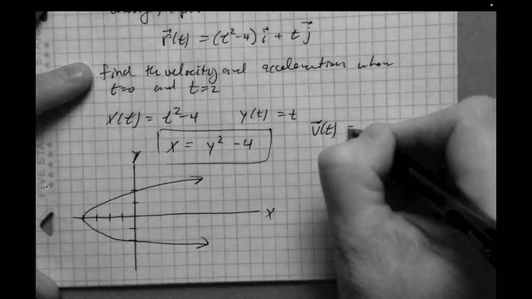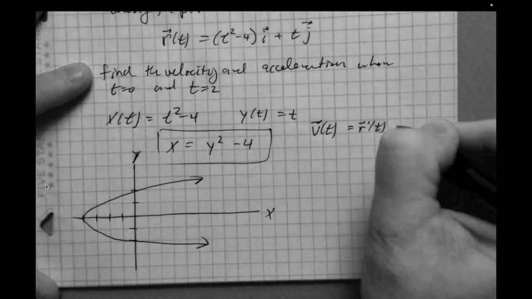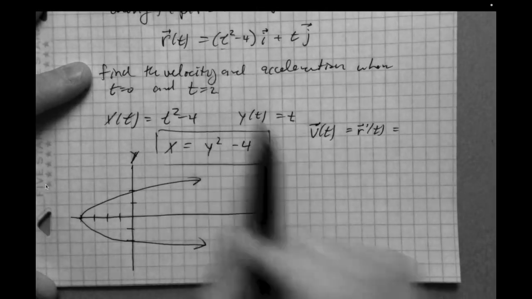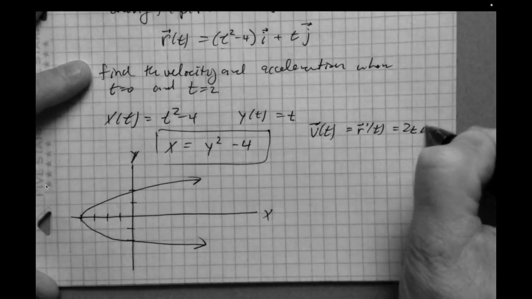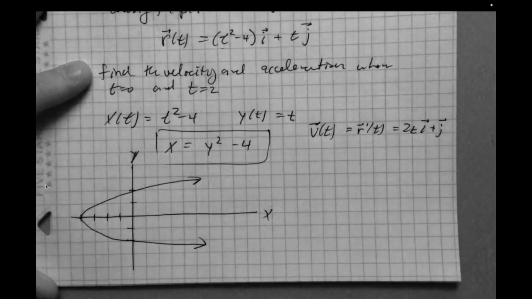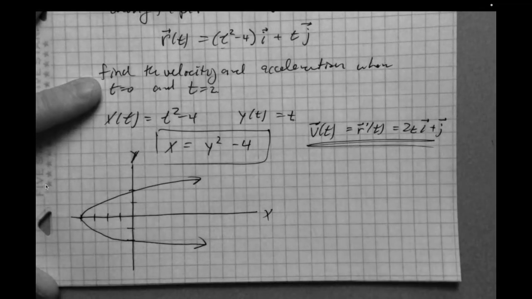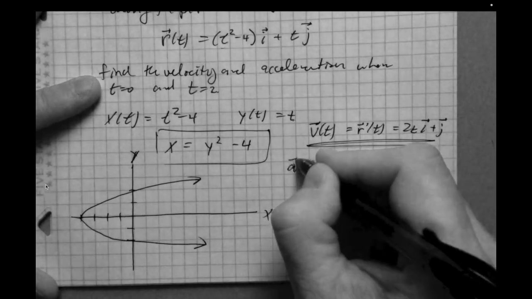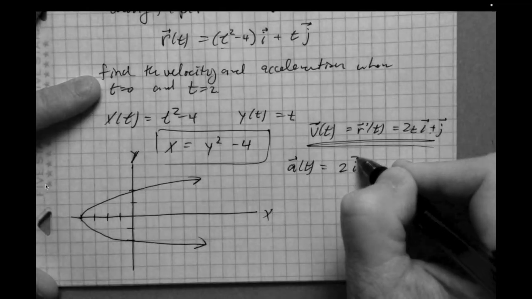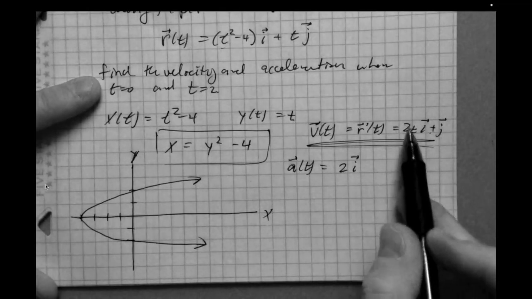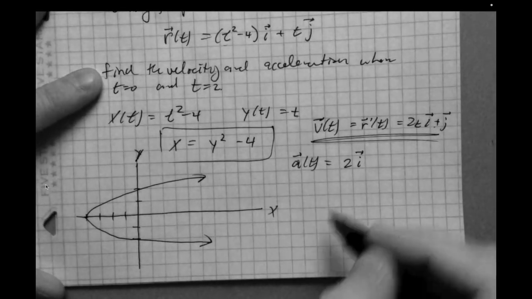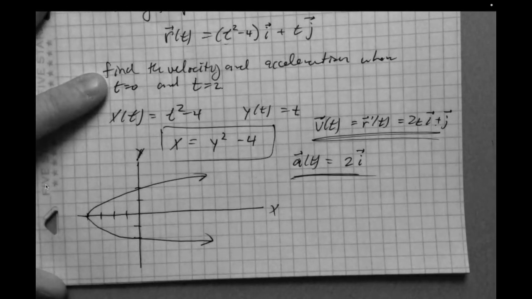Let's do this first. So this is r prime of t. The derivative here would be 2t times i, and then the derivative here is just j. So there's your velocity vector. The acceleration vector is going to be the derivative of velocity, so it's just going to be 2i. 2t would differentiate down to 2, and then the 1 becomes 0. So here's your acceleration vector.